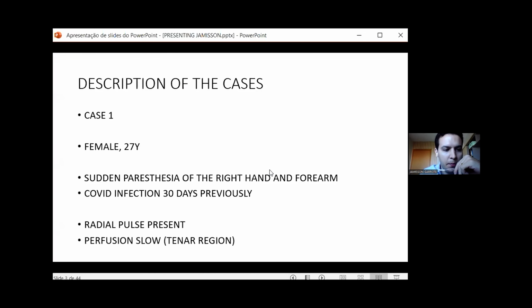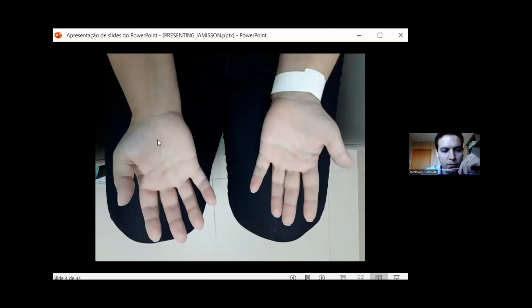I will talk about the management and diagnosis of patients that evolved with limb ischemia after COVID-19 infection. Our first case is a 27-year-old female that presented sudden paresthesia of the right hand and forearm. She had a COVID infection 30 days previously, and presented coldness of the fingertips associated with cyanosis, but she was still presenting a radial pulse and had slow perfusion, as you can see in this picture. I think you can notice what I said.